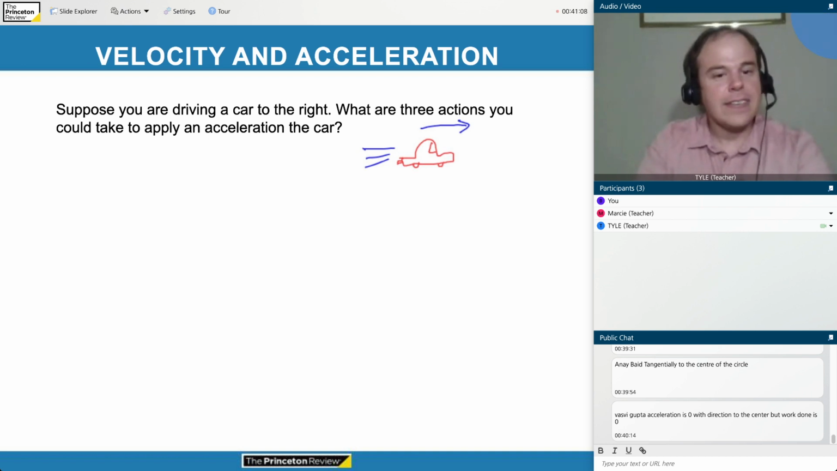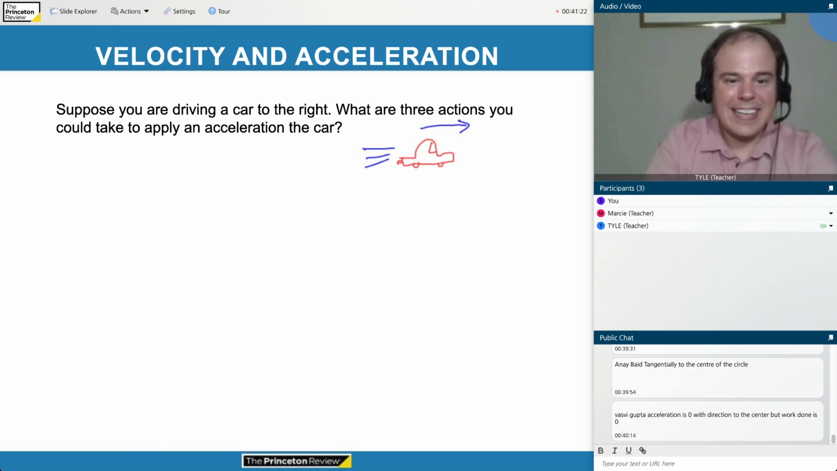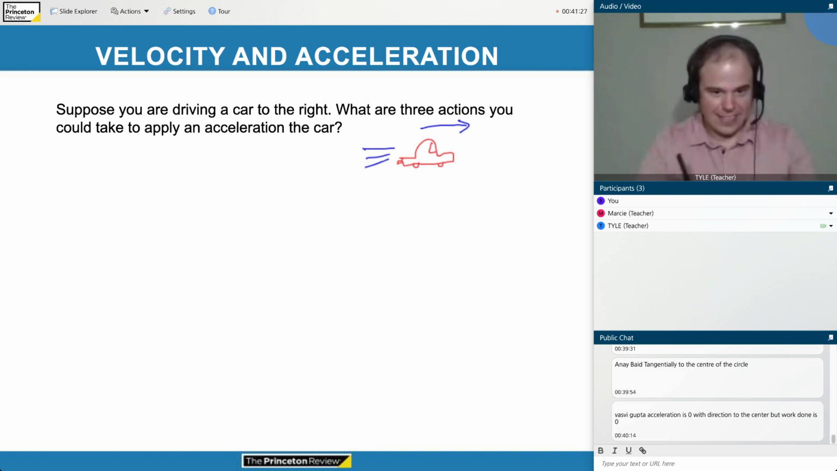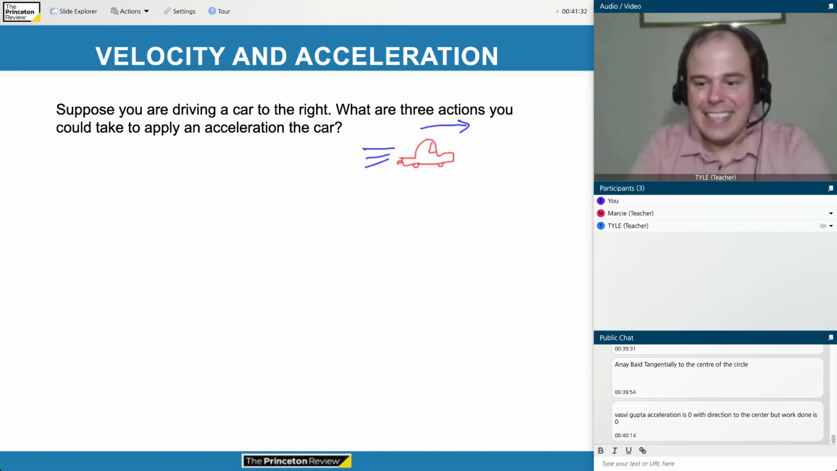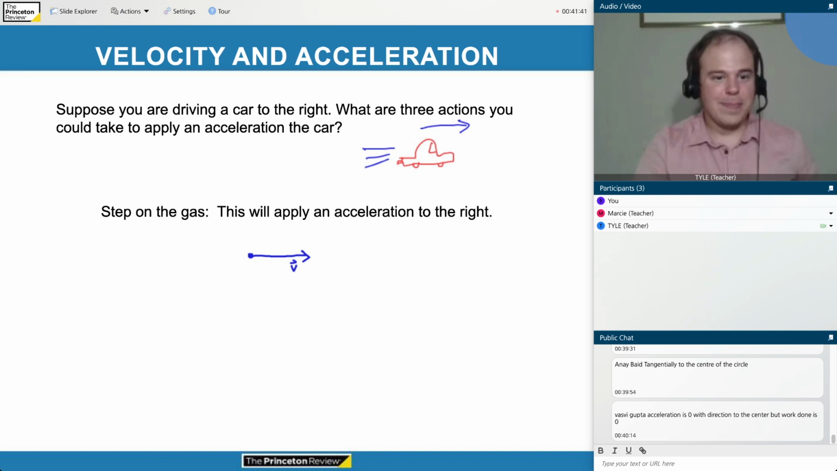All right, so let's say you're driving a car, and let's represent that as the car moving to the right on the slide. What are some actions you could take to apply an acceleration to the car? Okay, what are some, and feel free to type some things into the chat. What are some ways that we could change the car's velocity? I'm sitting in the driver's seat. What actions could I take to apply some sort of acceleration to the car? Okay. Feel free to put some ideas in the chat.